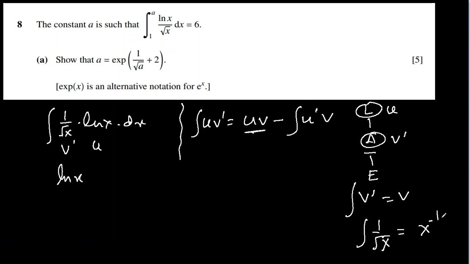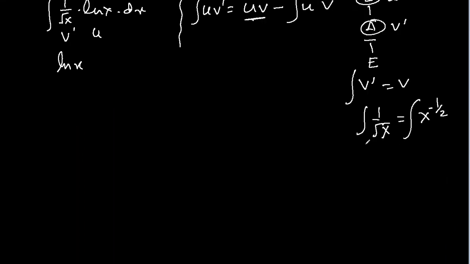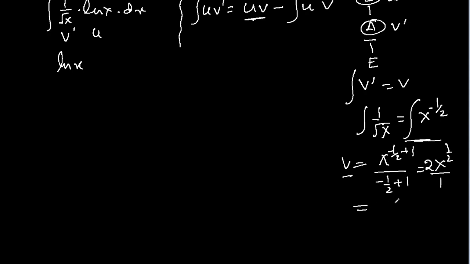Now let's change it to x to the power minus half. So 1 over square root x can be written like that. So the integration of this will be x to the power minus half plus 1 divided by minus half plus 1, which will be x to the power positive half over 1 over 2. So 2 becomes the numerator. So finally v becomes 2 square root x.